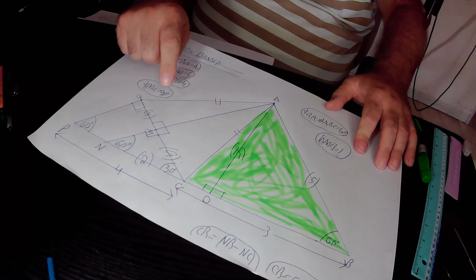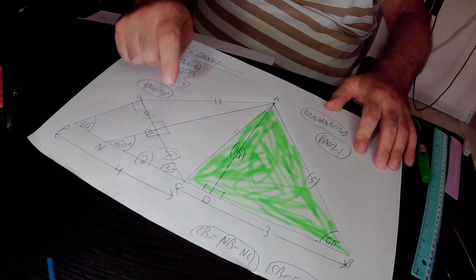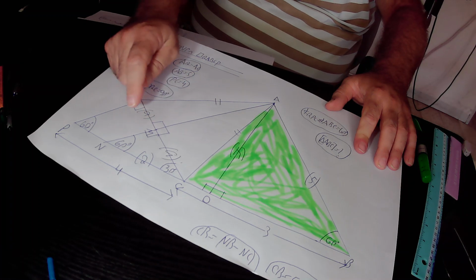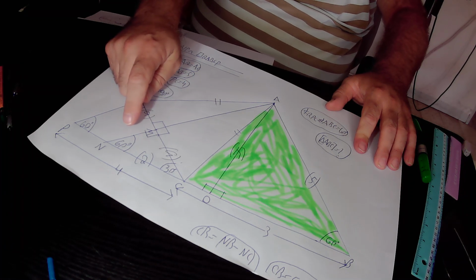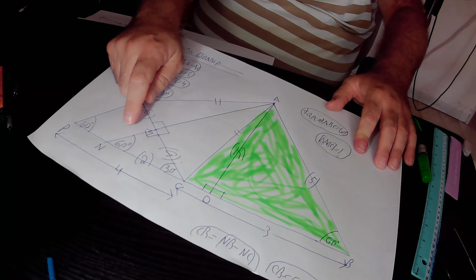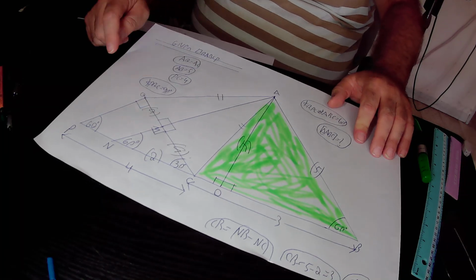Likewise, in the small right triangle, triangle MNC, 30 degrees plus 90 degrees is 120 degrees, and therefore this third missing angle must be equal to 60 degrees in its size, according to the sum rule that says that the sum of the angles in any triangle is equal to 180 degrees.